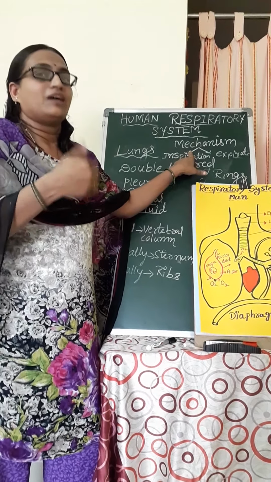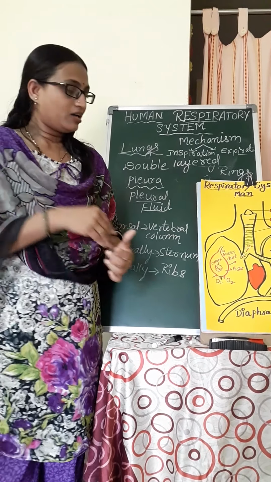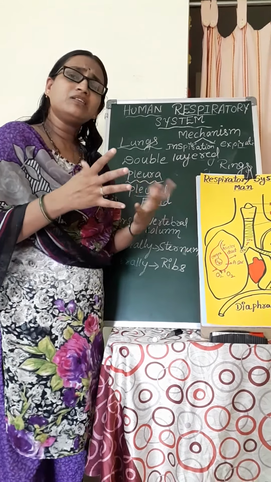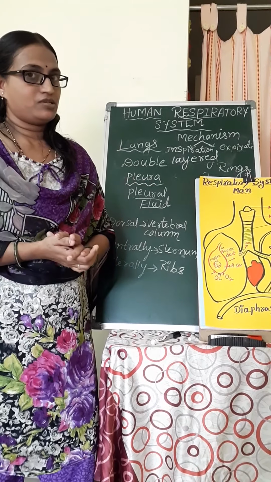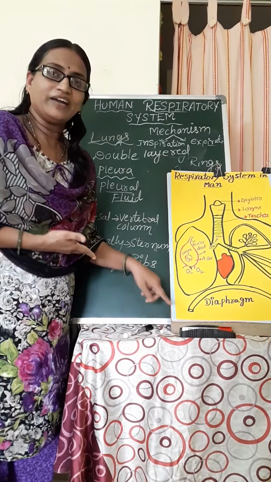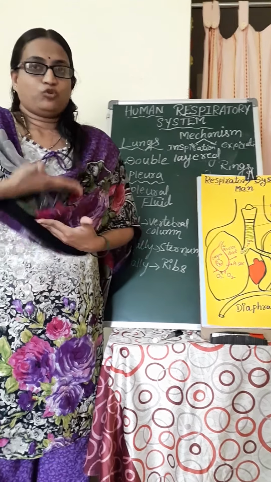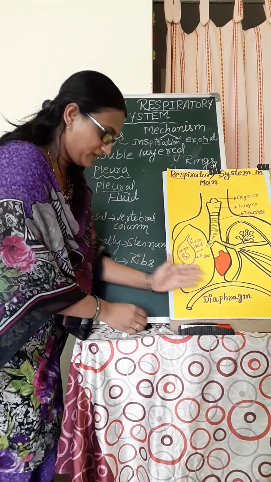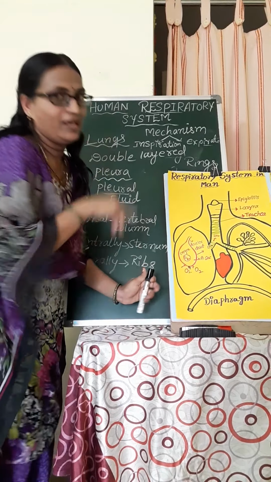is being completed by inspiration and expiration. For inspiration, what are the major muscles that play an important role? There are two important muscles. See here, it is the part of the diaphragm. The diaphragm separates the thoracic cavity from the abdominal cavity.